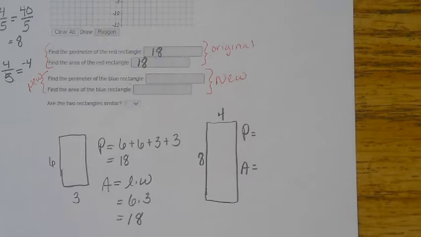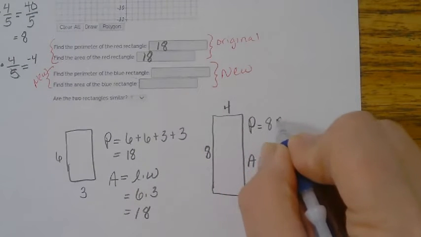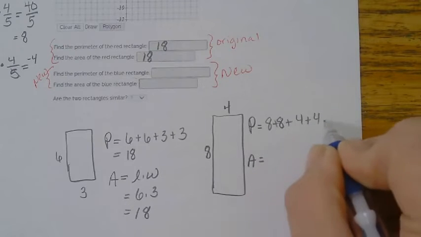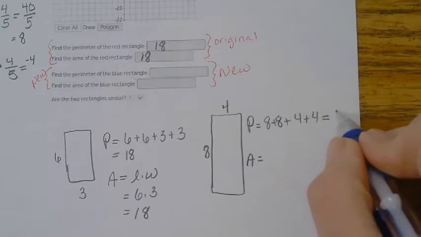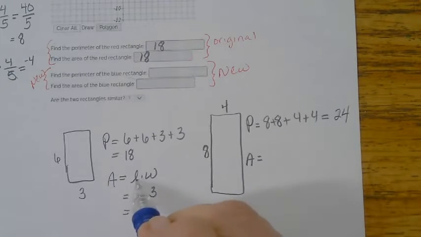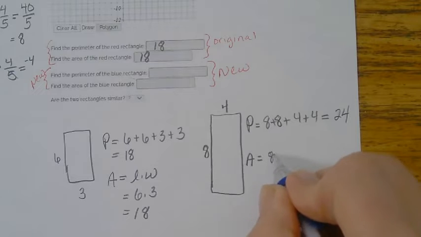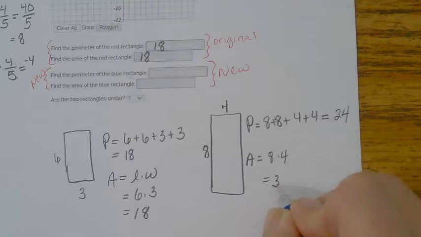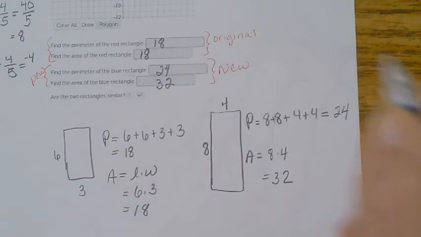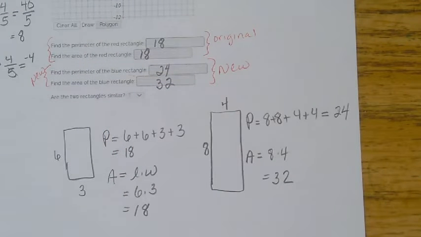Okay, so remind me, what do I do to find the perimeter? Add them all up. So here my perimeter is what? 24. And my area was length times width. So it's 8 times 4, which is 32.